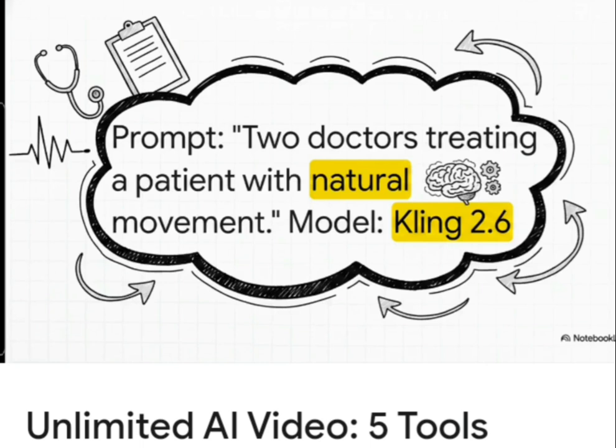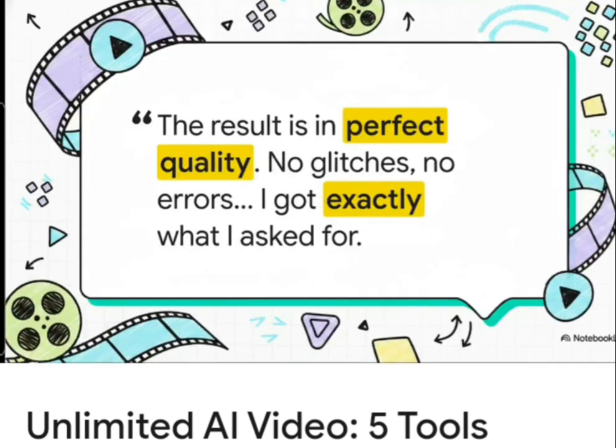Using that high-end Kling 2.6 model in Ronio, this simple prompt was fed in to generate a quick 5-second clip. The goal was simple: make it look real. And I mean, just look at that quote. The results really do speak for themselves. The video came out flawless, high quality, no weird glitches, and it was exactly what was asked for. This is the professional quality you can get over and over for free.